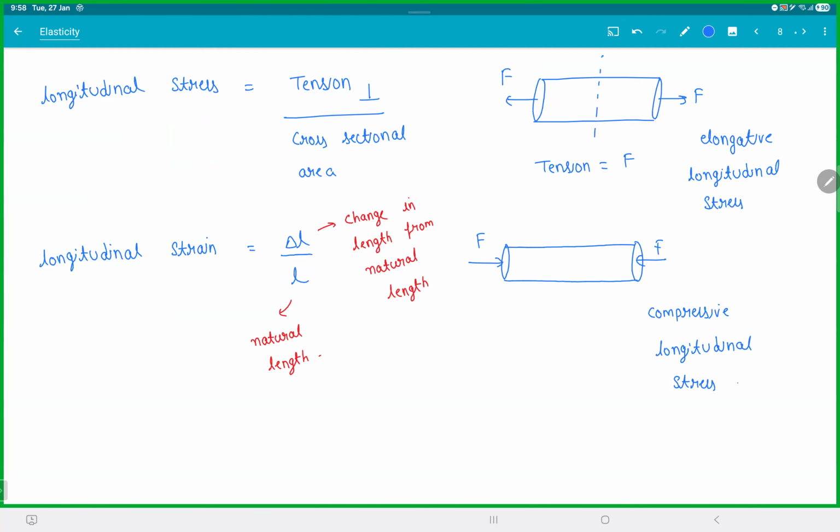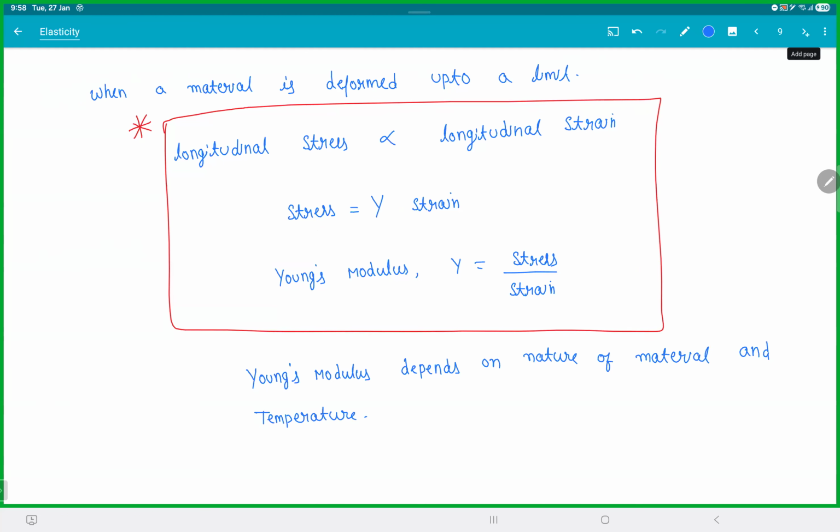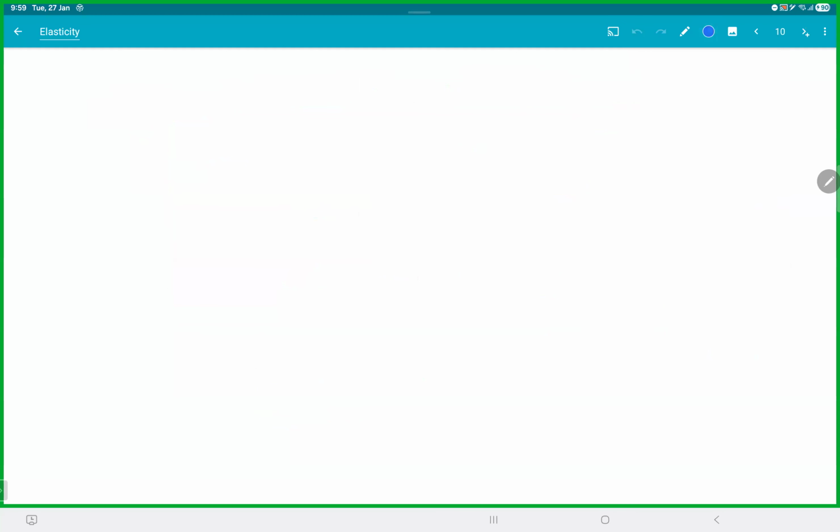Clear with this? Now, there's a name for this thing. This is called Hooke's law. So let me put on the formula there. So this is our first formula here. So Y is equal to stress by strain. What is stress? Tension by area. What is strain? Delta L by L. So we get Y is equal to tension times length by A delta L. Right? So for convenience, we'll write delta L as elongation.